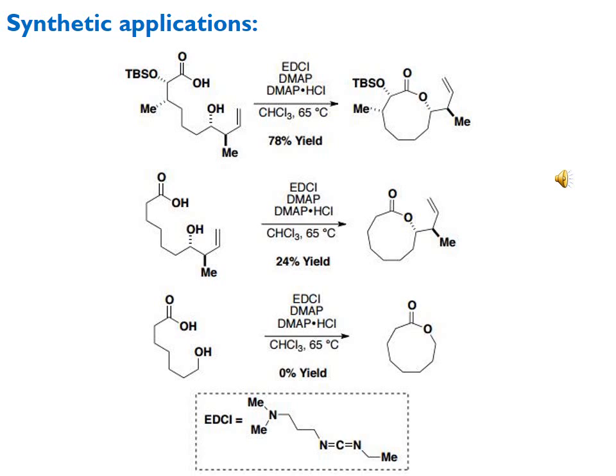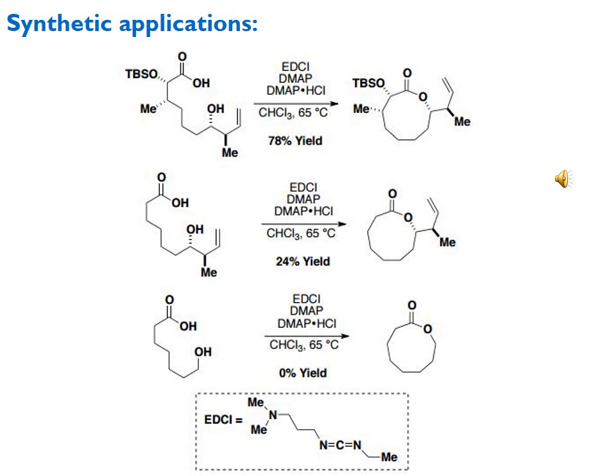Here you can see at the bottom the basic unit which is treated with EDCl, DMAP, DMAP HCl, in chloroform solvent at 65 degrees C temperature, and the product should be this 9-membered cyclic, macrocyclic lactone, but the yield was 0%. That is, this reagent did not convert into the product.